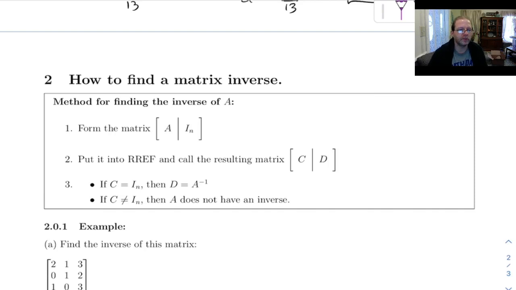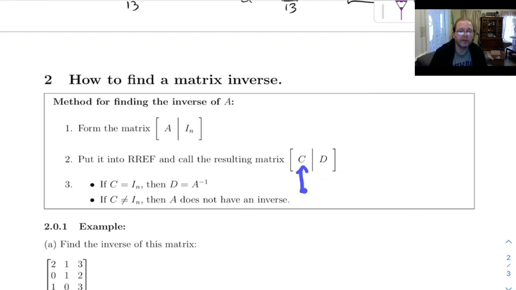Now let's look at a procedure for finding matrix inverses. If you want to find the inverse of the matrix A, what you want to do is form this partition matrix. You put A on this side and you put an identity matrix over here that's the same size as A. Then you row reduce the whole thing, and this is what it row reduces into.